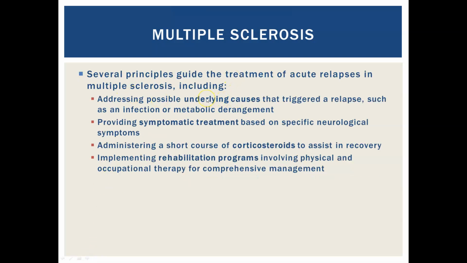So again, we've talked about the fact that with a lot of these disease processes, it's a process of controlling the underlying triggers, treating the signs and symptoms, providing comfort, providing rest. So we want to address any possible underlying cause of a relapse, such as an infection or the metabolic disorders we talked about. We're going to provide symptomatic treatment based upon their specific signs and symptoms. So if it's bed rest, or eye patching, or medications, or pain control, we're going to do those things. Usually, I would expect to administer a short course of corticosteroids.